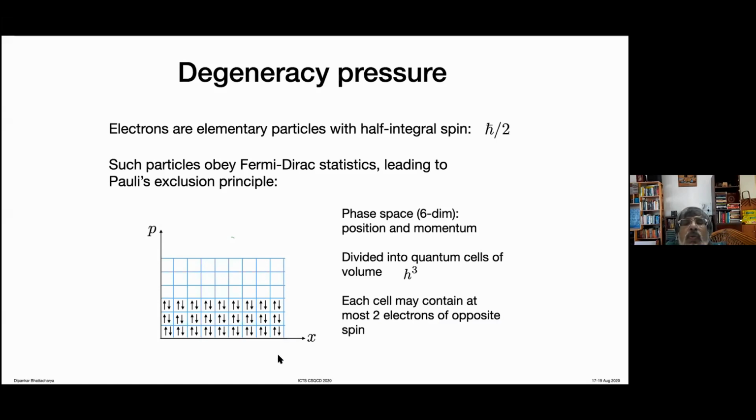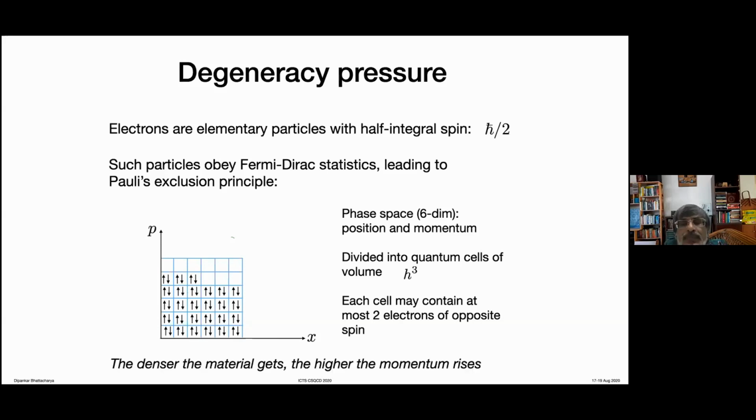Now, if I want to squeeze this gas, and suppose I do not change the number of particles, then obviously what is going to happen is I now have to occupy larger values of momentum, because some of these phase space cells which were available in the earlier volume have gone away. So we have to find new phase space cells at higher values of momentum, like this. So as you keep squeezing, the momentum space occupied by this gas is going to rise. So you're going to produce particles of higher and higher momentum. So the denser the material gets, the higher the momentum rises.